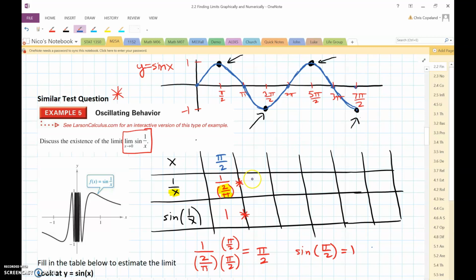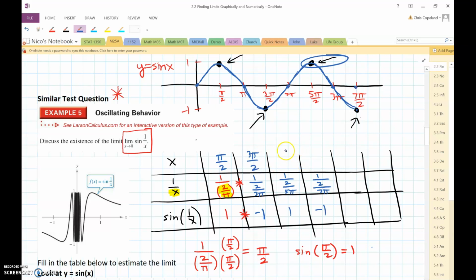The next one I'm going to do would be 1 over 2 over 3 pi. Okay? This would be negative 1. The next one I'm going to pick is going to be 1 over 2 over 5 pi, which would be positive 1. The next one I would pick would be 1 over 2 over 7 pi, which would be negative 1. And again, up here I would have 3 pi over 2.